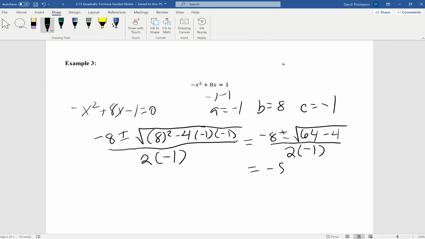So we have negative 8 plus or minus the square root of 60, all that over negative 2. So 60 you want to try to break down. 60 can be broken down into 3 and 20. That can't be broken down any farther. So that's as far as we can go with that one.